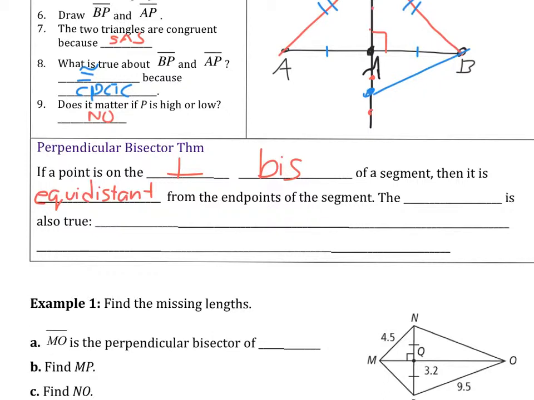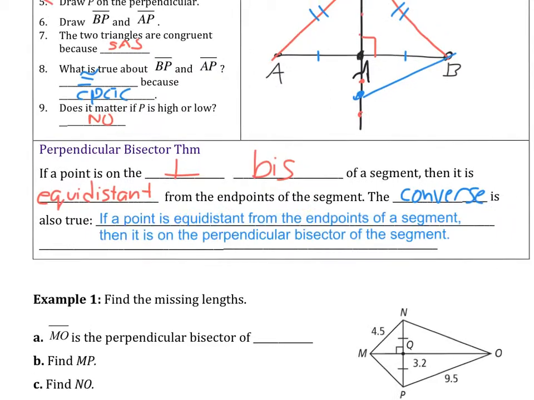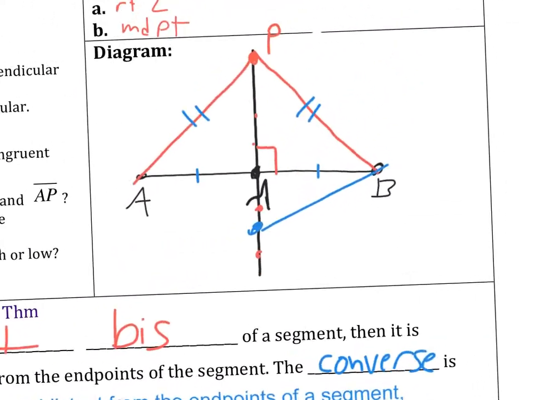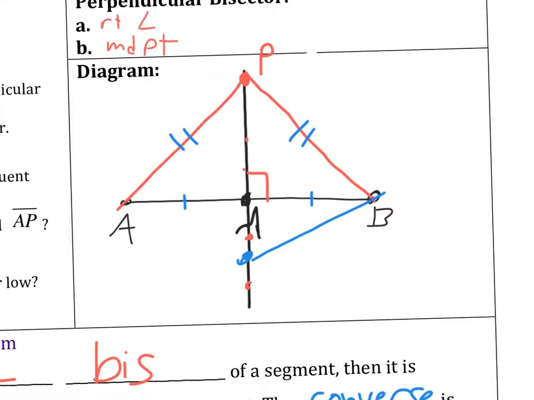Turns out that the converse is also true. So take a moment with your partner. How would you converse what we just said up there? All right. Good. So if a point is equidistant from the endpoints of a segment, then it is also on the perpendicular bisector. By the way, is there something else that's true? So notice using CPCTC, we said this is true. Is there anything else that's got to be true using CPCTC?